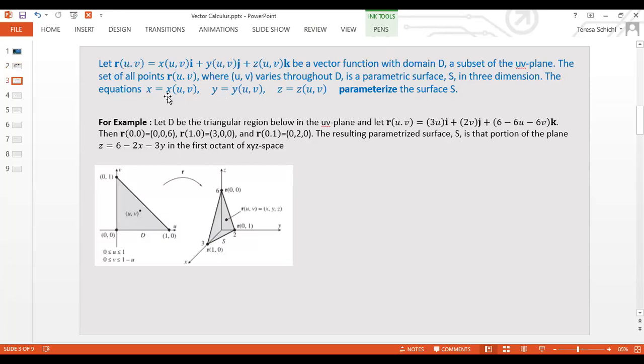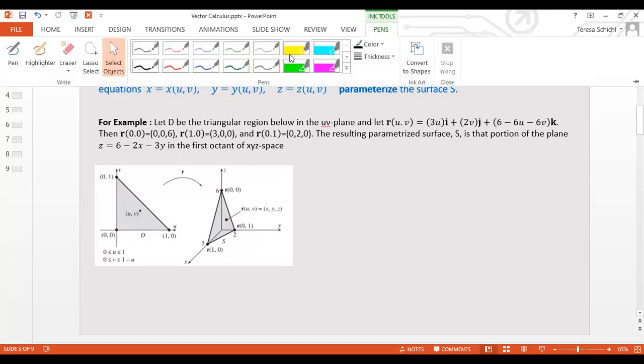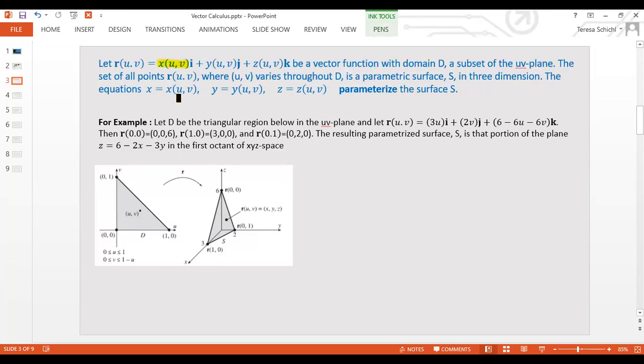So you have r is now a vector function of u and v. That's why we say x is a function of u and v, y is a function of u and v, and z is a function of u and v. So this is a vector function. In defining the uv plane, just like in line integration we define a curve, x equals a function of t, y equals a function of t, z equals a function of t. This is what we call parametrizing the surface.